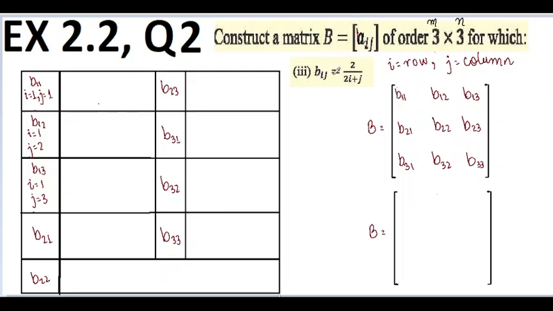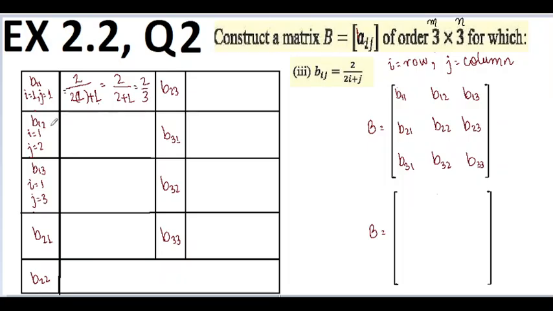Part number 3 is Bij equals 2 by (2i plus j). Now we have to use this formula to find all the elements, putting the values of i and j in this formula, okay. So now we are going to find them out, which is equal to 2 remains as it is. Okay. 2 whole divided by 2i plus j, so 2 into i, the value of i is 1, and plus j, the value of j is also 1, so we get 2 by 2 plus 1, which is 2 by 3.